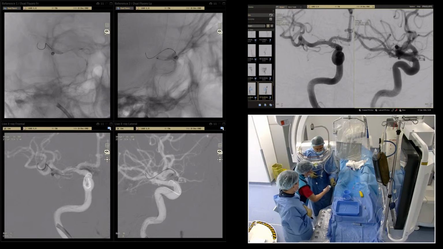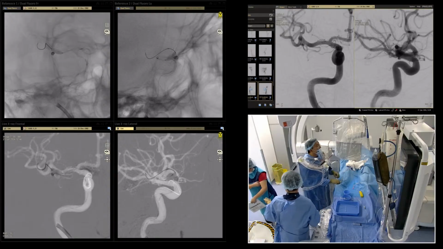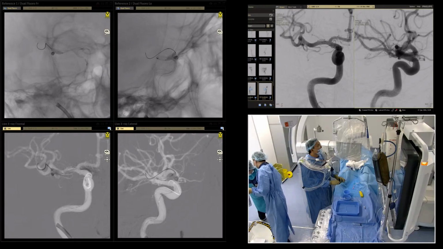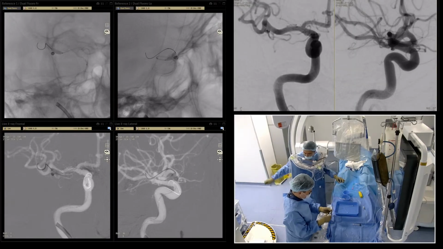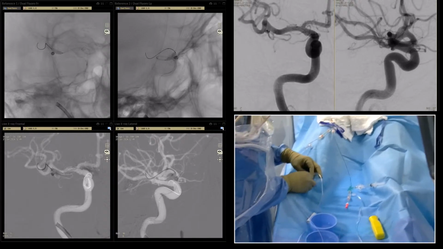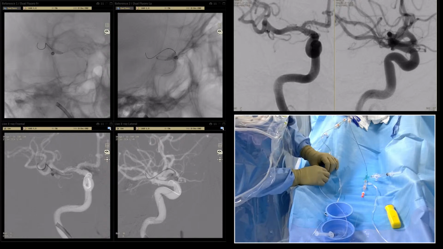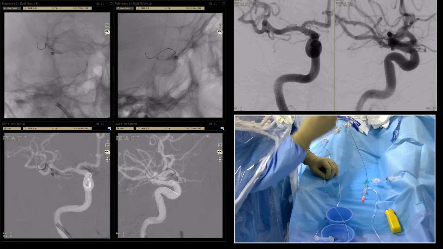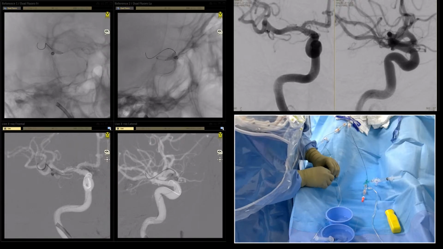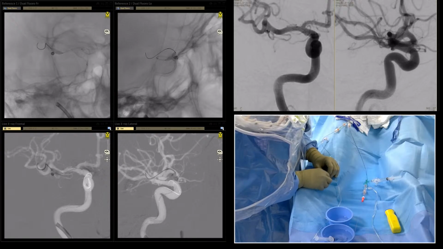Yes, fortunately, we had a balloon catheter in place. Yes, it might happen because of the previously ruptured aneurysm and because of this long M1 segment with the angulation. I don't know why, but the headway behave a little bit strange.